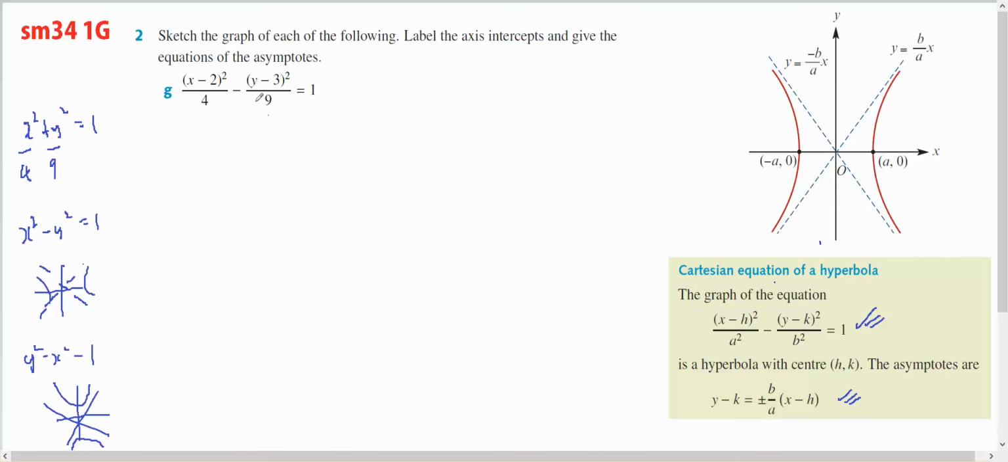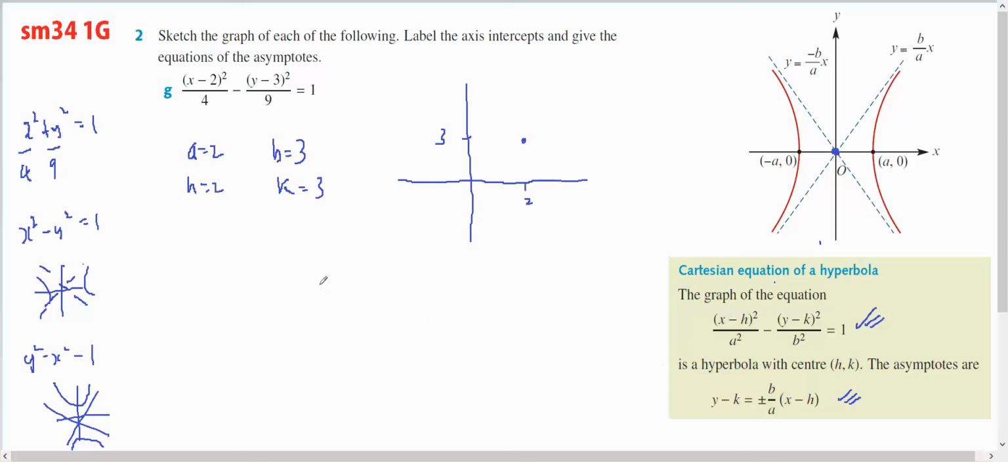So in this particular case, I've got negative on the y, therefore this is the general shape of what the hyperbola looks like. In this case, the denominator of my x term is 4, so therefore a equals 2, and b equals 3, and h equals 2, and k equals 3. Which means that the centre of my hyperbola is at 2, 3 there. And that corresponds to this point here.